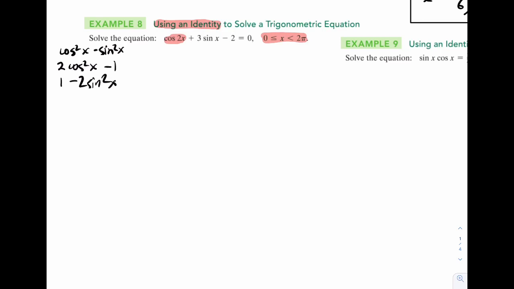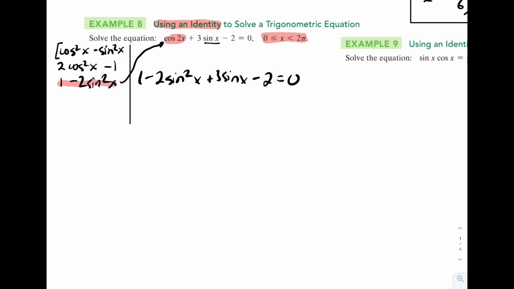Now, knowing all three of these is good, but as long as you know this first one, you can always derive everything. But hopefully you know all three, and you just pick the one that we want to use. And the one we want is right here. We want that because notice how there already is a sine x in the equation. So by doing that, it'll save us some time. Let's grab that. We'll plug it in right there. 1 minus 2 sine squared x plus 3 sine x minus 2 equals 0.